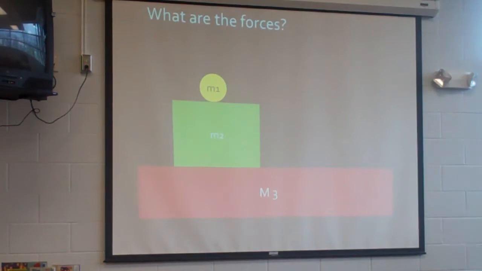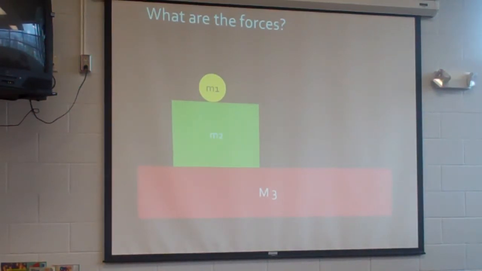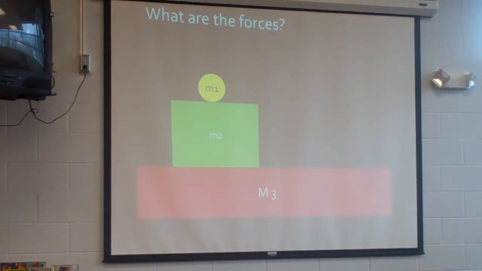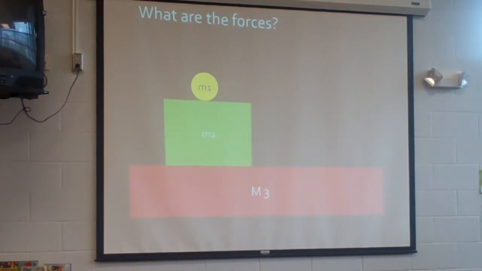What are the forces? Okay, so this is kind of a trick question. Is this a well-posed question? It depends on what you're talking about. Is it the force on M1, the force on M2, or the force on M3? Exactly, because you have to be precise. Otherwise we're going to completely confuse ourselves. So before we can use this idea of force, acceleration, and mass, we have to be very precise on which part of this picture we're talking about.